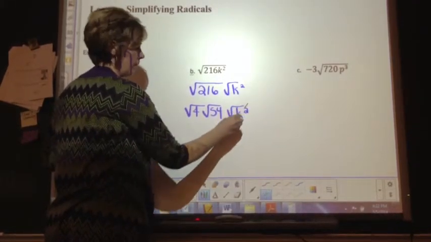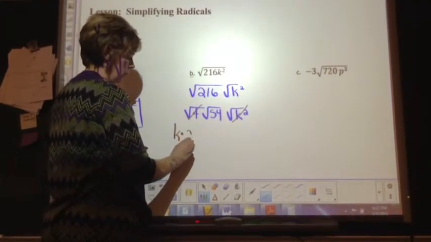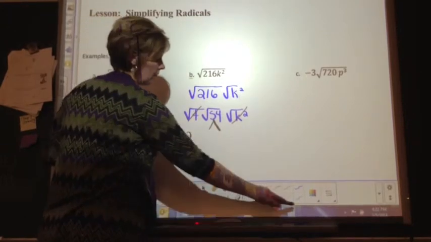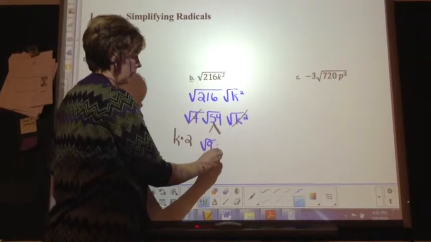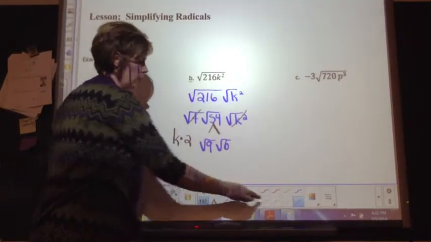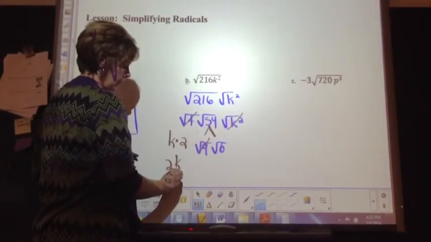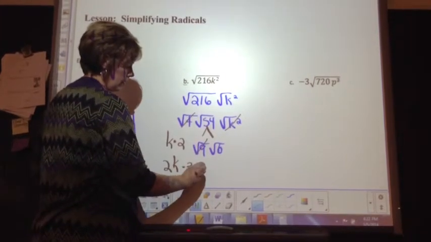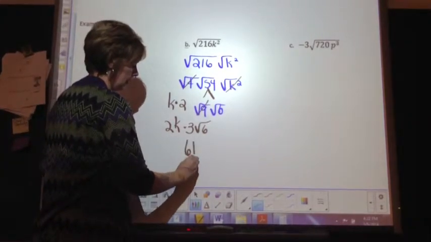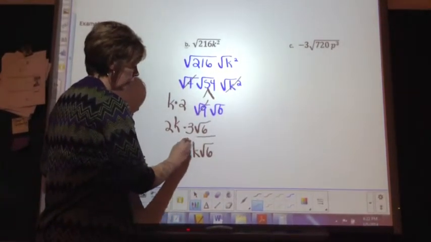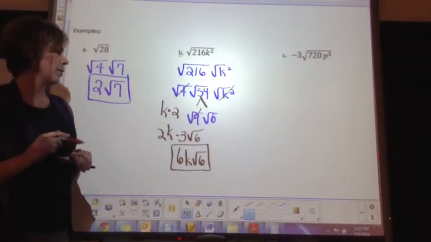Okay? Well, the first thing I'm going to do is take that k squared out. I know that that's k, and I know that this is 2. I just need to focus on the square root of 54. Well, I can rewrite that as the square root of 9 times the square root of 6. So now I have another perfect square. So now I have 2 times k times 3 root 6. Well, 2k times 3 is 6k root 6. And I'm just trying to show you each step along the way. I'm sure some of you can do this in your head. I'm just trying to show you step by step, okay?